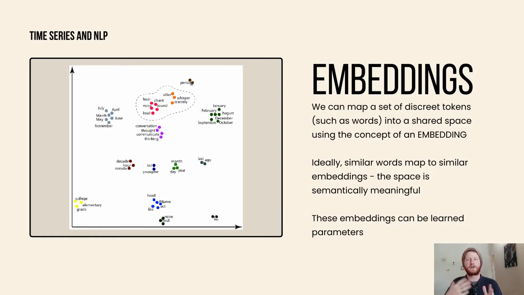And so you can do this with a neural network. You can have just a learned table, right? Every word has its associated embedding. We often try and construct these embeddings so that this space is semantically meaningful. That is, two words that have very similar meanings should map to very similar embeddings, and two words that have very different meanings should be quite far apart in this space. And this is really useful.